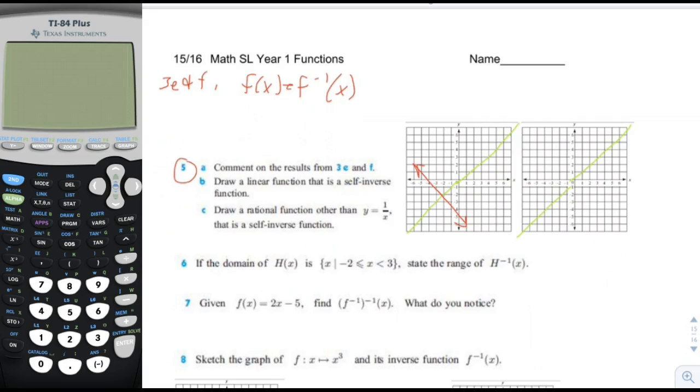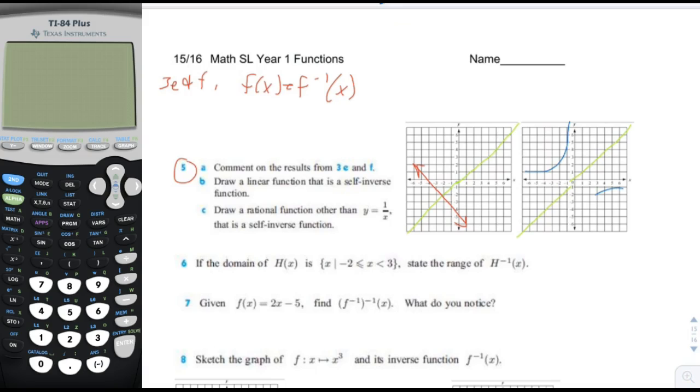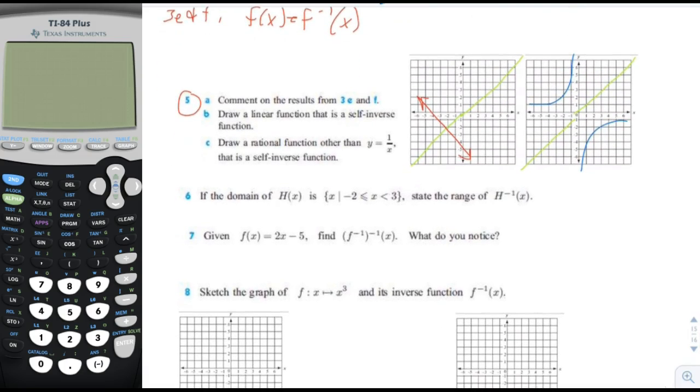C, draw a rational function other than y equals 1 over x that is a self-inverse function. Okay, so y equals 1 over x, remember, looks like this. And that, of course, is also a self-inverse function. Now it says to draw another one that is not that one. Well, how about like this color. How about like that? That's different. By the way, the equation for this is something like that, so it's pretty close.